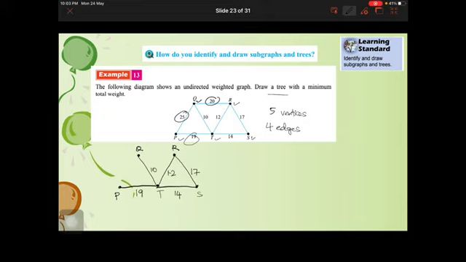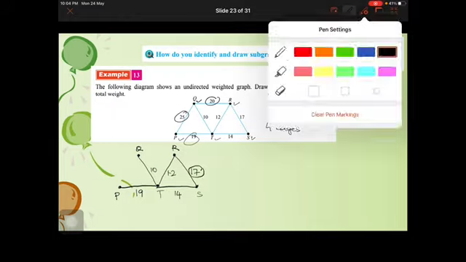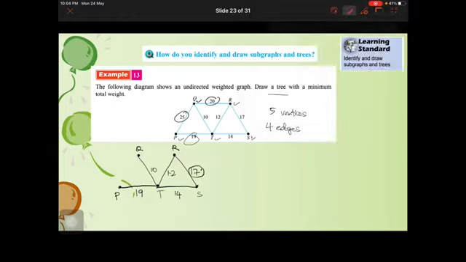Since we put in the 19, we must take out one edge. So which one? If you can see R, S, T, we can take out one edge. So between 12, 14 and 17, which one is the biggest number? So 17. So we take out 17.